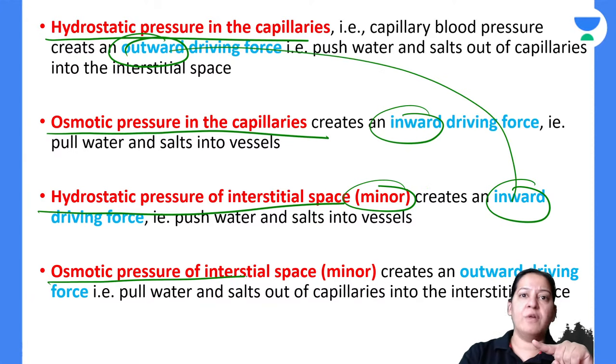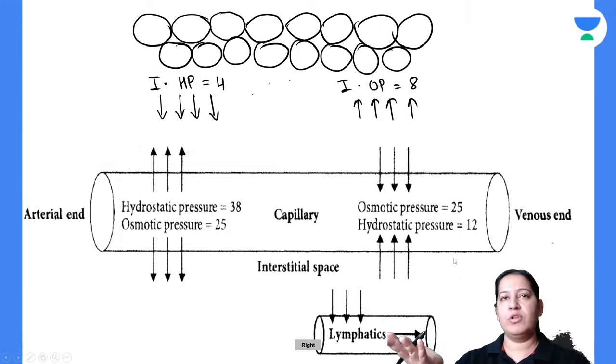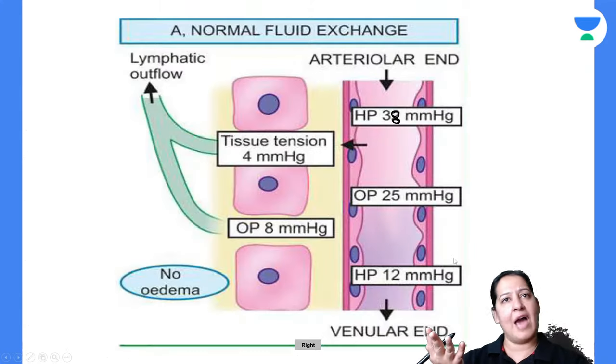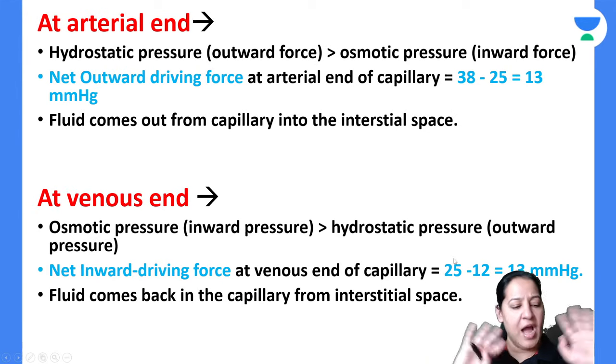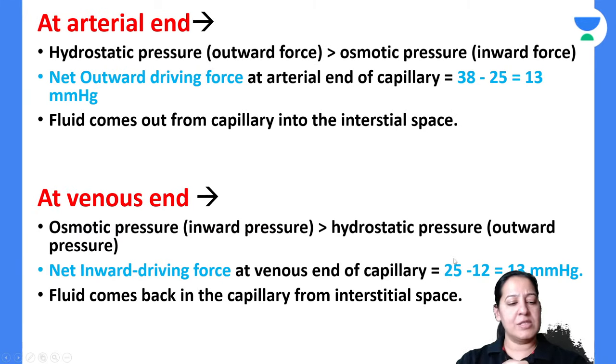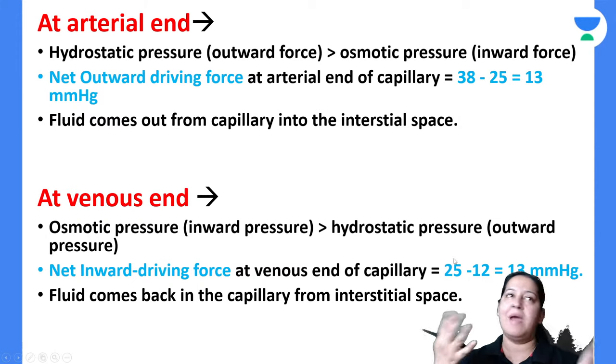And osmotic pressure of the interstitial fluid, it is also a minor pressure. And instead of inward, it is outward. So the arrows are opposite. I have told you the values also. Values are written. Arrows you have got. So the thing is clear to you. I am done with the normal Starling's law. I hope you have all studied this in physiology, in your first prof, MBBS.